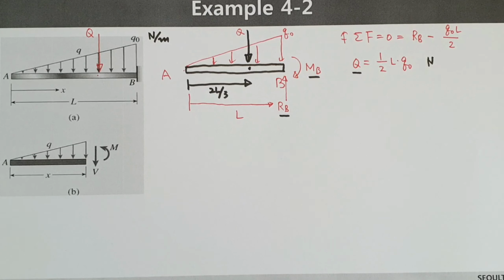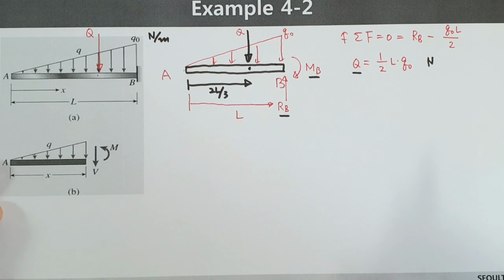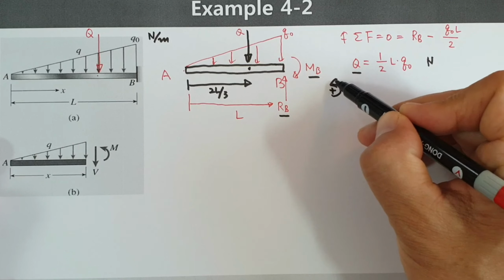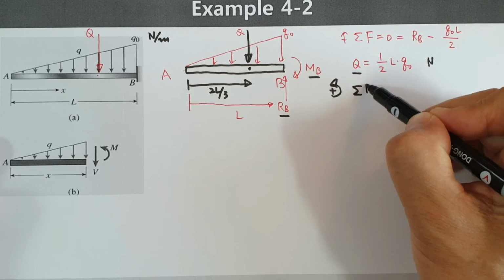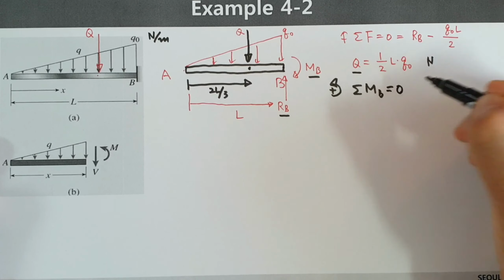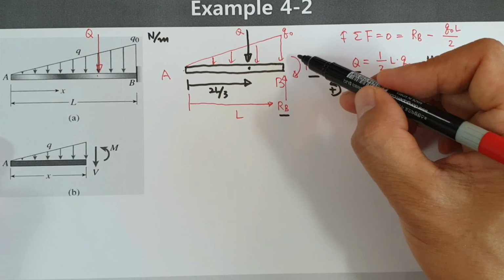2Q0L. That's the RB. Okay, 2Q0L. You do not have any other force. Next step, we will consider moment. Let's say this direction is positive moment. Let's consider this point, B point. It is in the state of equilibrium, and moment.